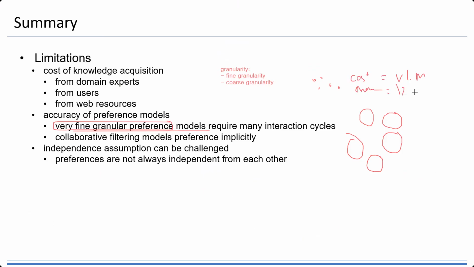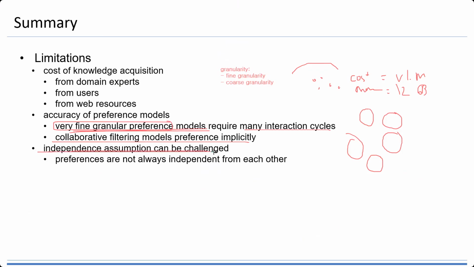It is 12 gigabytes. If you have this kind of very fine granular preference model, you need many interaction cycles. You need to have more and more conversation with the user, because you cannot get the very fine granular preference from one conversation. And it is a kind of collaborative filtering that models preference implicitly.